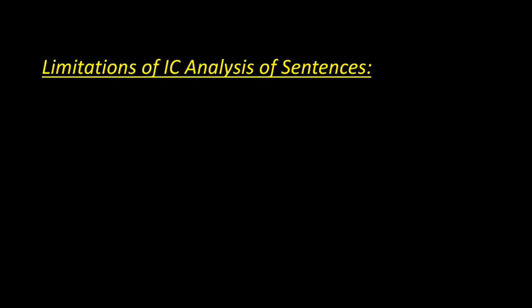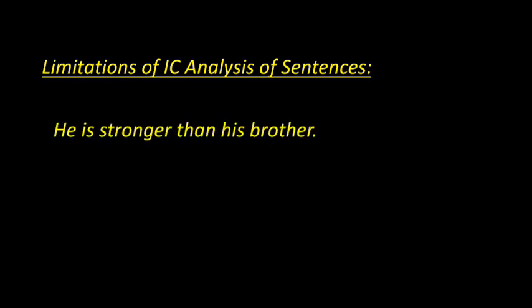So easy analysis of sentence. But the IC analysis of sentences, though easy and popular, also has some limitations. So we can understand what type of limitation. We cannot divide some sentences completely into immediate constituents using the IC analysis process of segmentation. Suppose we take an example. He is stronger than his brother. In this sentence, we can divide. He is stronger than his brother.